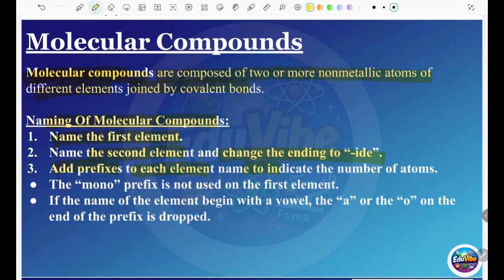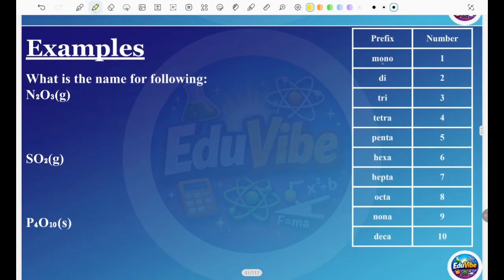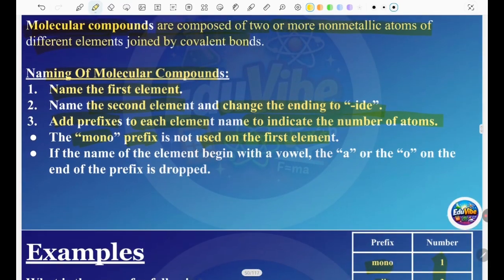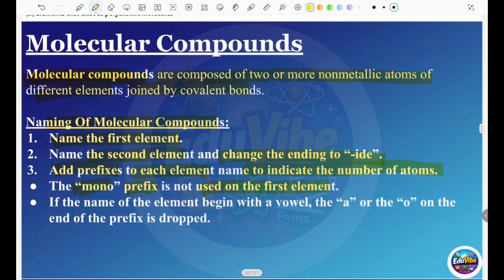Add a prefix to each element name to indicate the number of atoms. If mono is used on the first element, it is not valid. So what is mono? These are the prefixes: mono, di, tri, tetra, penta, hexa, hepta, octa, nona, and deca. These are the numbers followed by this. Mono is not used on the first element, and if the name of the element begins with a vowel, the a or the o on the end of the prefix is dropped. Then we will discuss how it works.